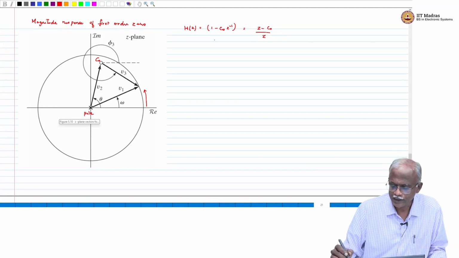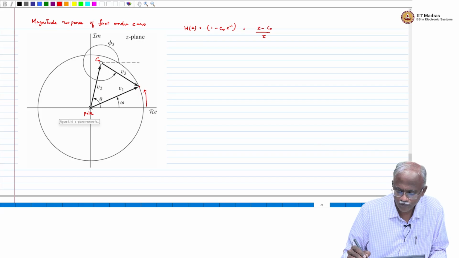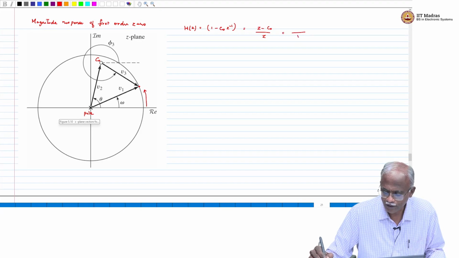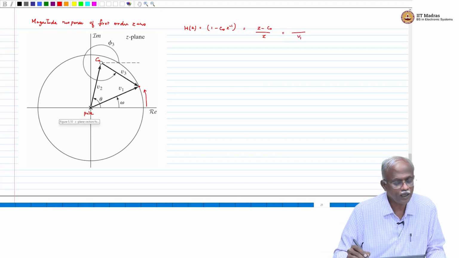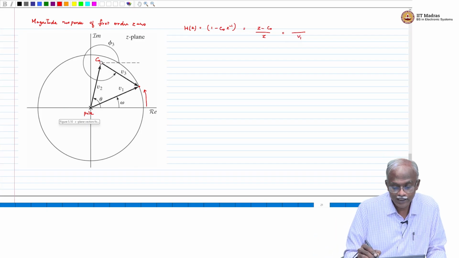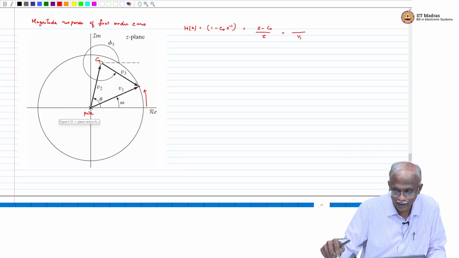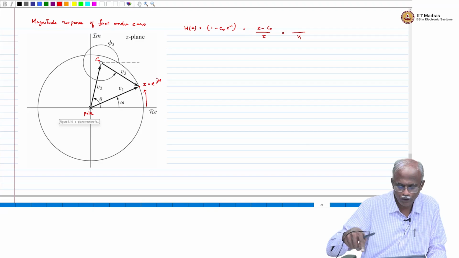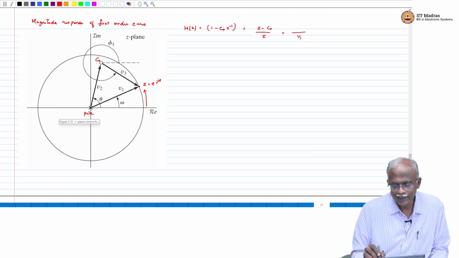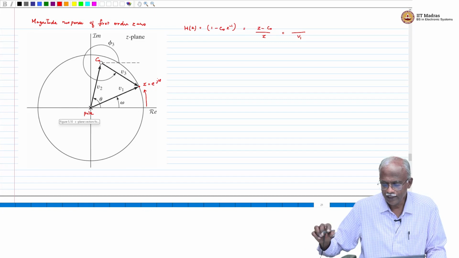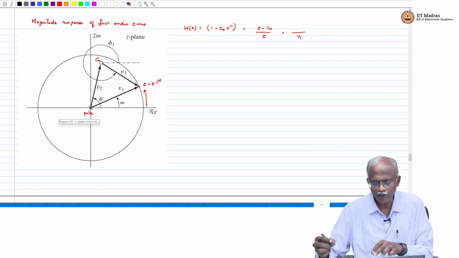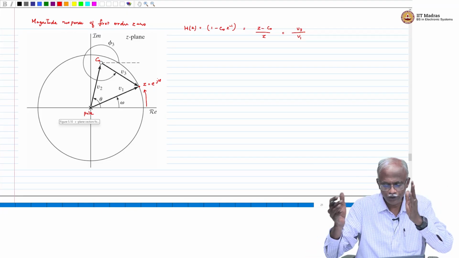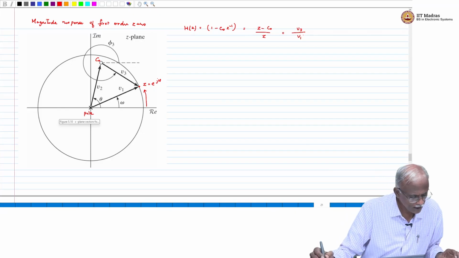The two vector quantities are, supposing this is the point of interest where I am interested in, the denominator is given by the vector v1, that is from the pole to the point on the unit circle, and the distance from z minus c naught, if this is z e power j omega, those are the points on the unit circle. So what is the distance from the 0? That is given by the vector quantity v3. Okay, so in other words, the ratio that we are interested in is given by this.